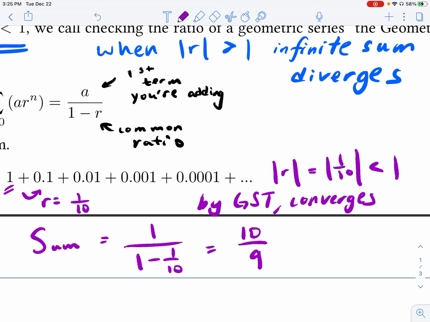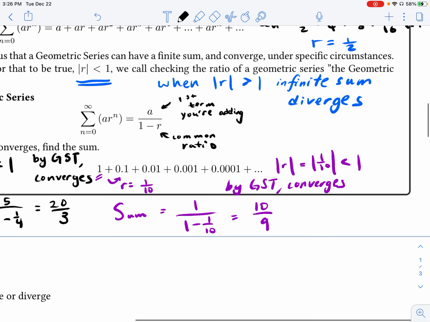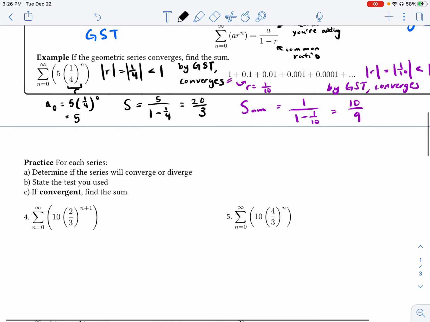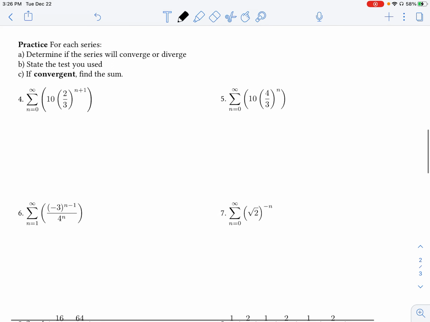So even though we're adding an infinite number of terms, because those terms that we're adding are getting so much smaller as a result of our common ratio, the absolute value of our common ratio being less than 1, we know that the sum of this entire infinite geometric series will be equal to 10 over 9. All right? So I want to do just 2 or 3 more problems with you all, and then give you some time to practice a few of these on your own.